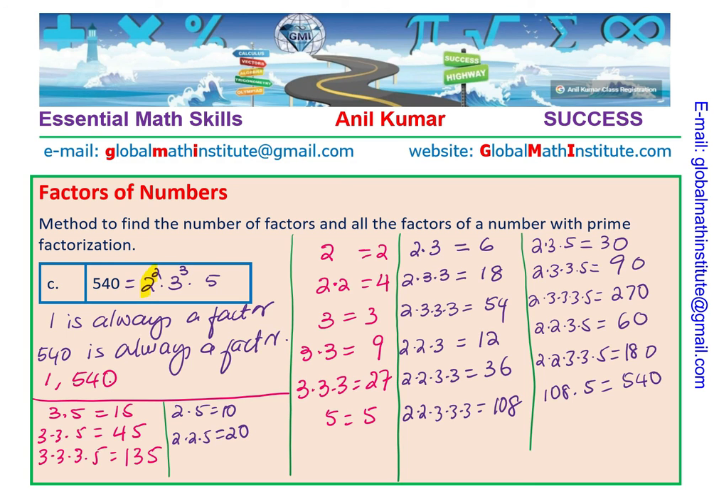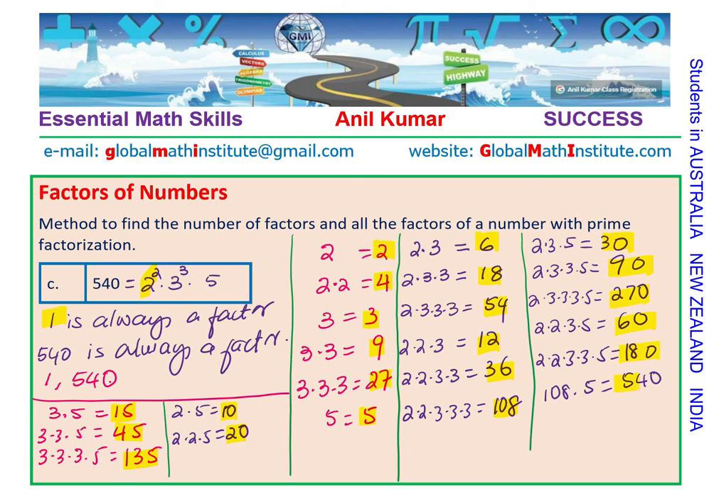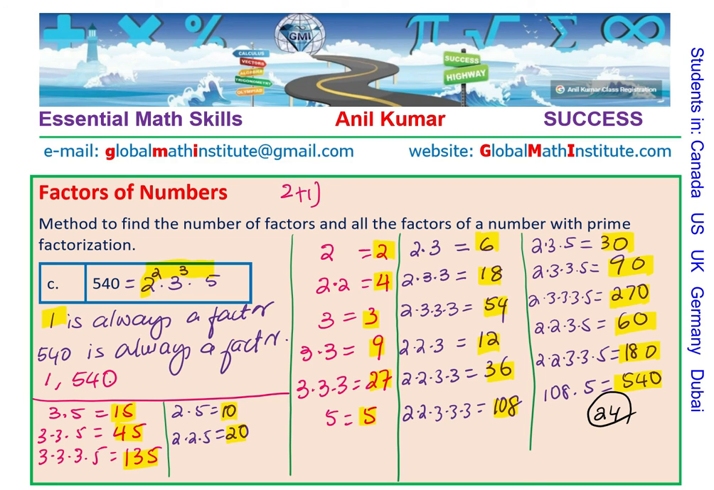So now let's count, right? So of course, we'll always begin with 1. And since we have 540 at the end, let's count 1, 2, 3, 4, 5, 6, 7, 8, 9, 10, 11, 12, 13, 14, 15, 16, 17, 18, 19, 20, 21, 22, 23, 24. So we have all the 24 factors. Do you understand? We predicted 24. We predicted that it should be 2 plus 1 times 3 plus 1 times 1 plus 1, correct? Which is 3 times 4 times 2, which is 24.